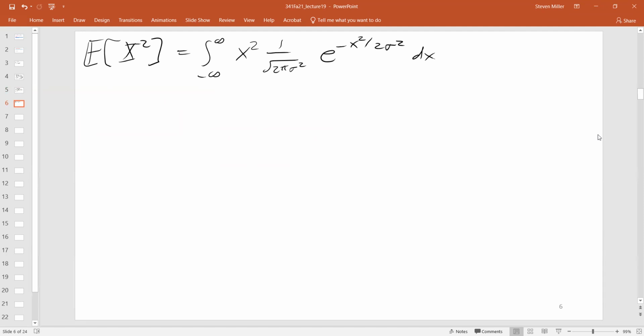Now, if we want to try to do this, integration by parts is a great thing to try. So we want to have u dv, du v, and then the integral will be uv at -infinity to infinity minus the integral from -infinity to infinity of v du. We have to figure out what to take for u and dv.